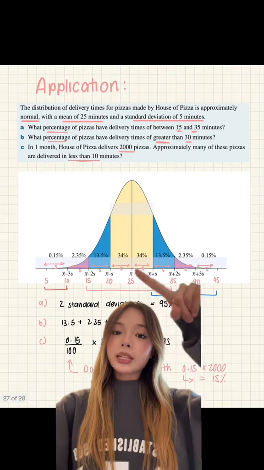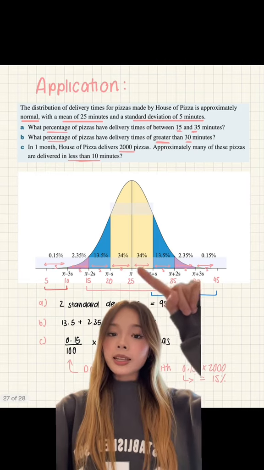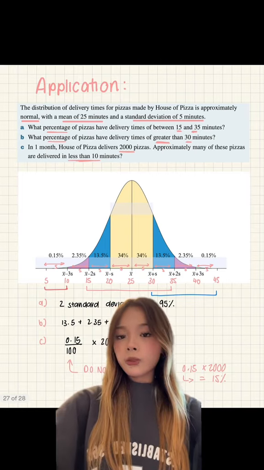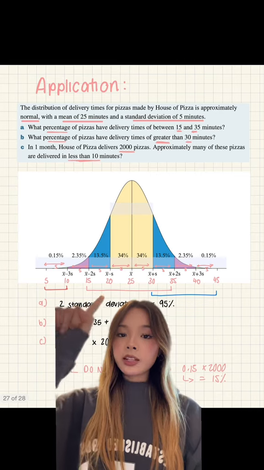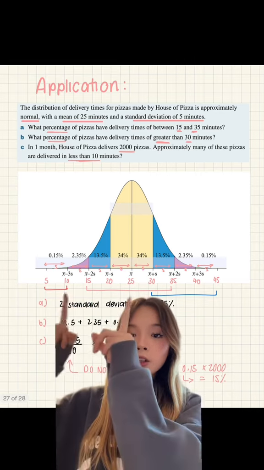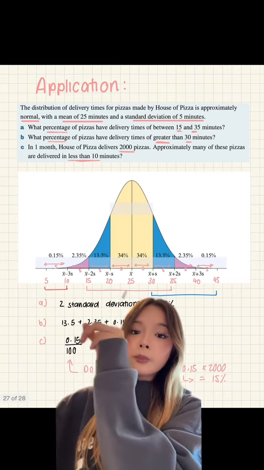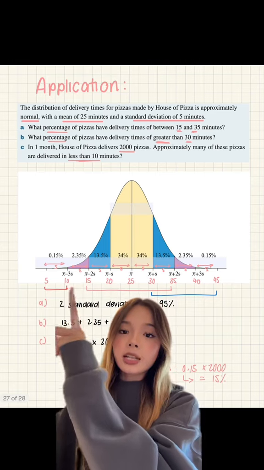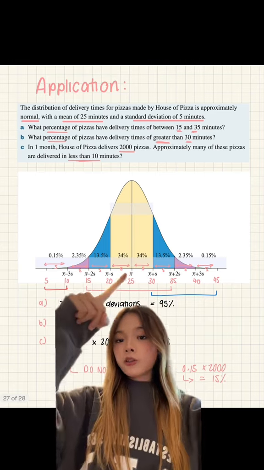We know that the mean here would be 25 and one standard deviation is 5. We get 30, 35, 40, and 45, and 5, 10, 15, and 20 on this side here. So for here, you can see that we did the mean minus one standard deviation, minus two standard deviations, and minus 3, and vice versa for the right side here.